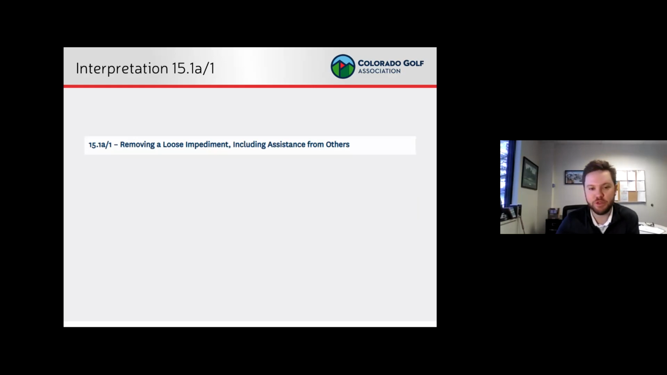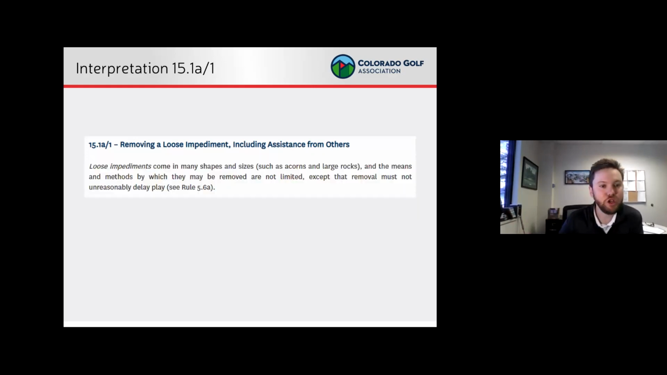This is kind of a boutique rule. I mean, if you're playing, you might have your foursome. Very rarely you're going to have 10, 20 people to move a loose impediment out of the way. But if you're with your group and say, hey, everyone, let's move this big branch that's in my way, that's a loose impediment, you can get help from others. And it says loose impediments come in many shapes and sizes, such as acorns and large rocks, and the means and methods by which they may be removed are not limited, except that removal must not unreasonably delay play.